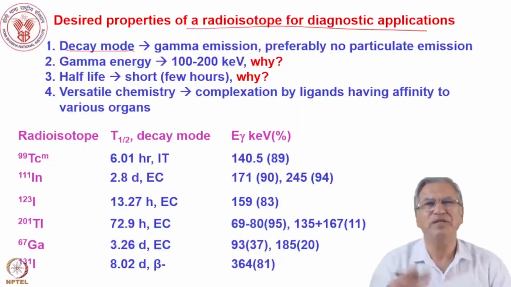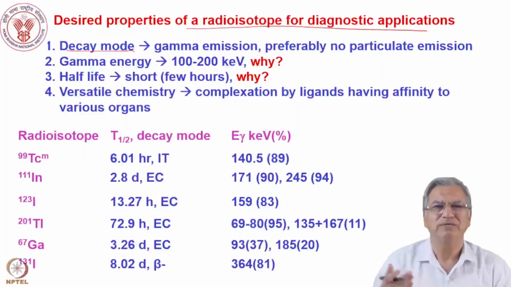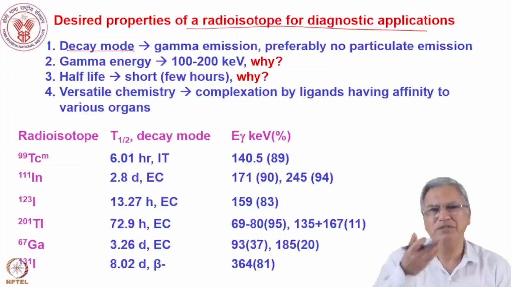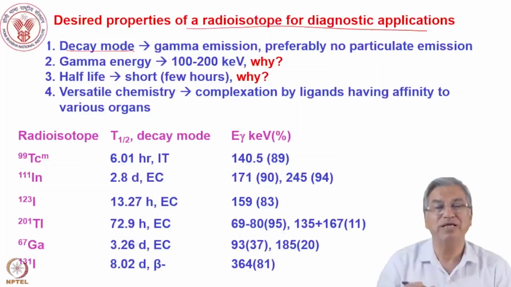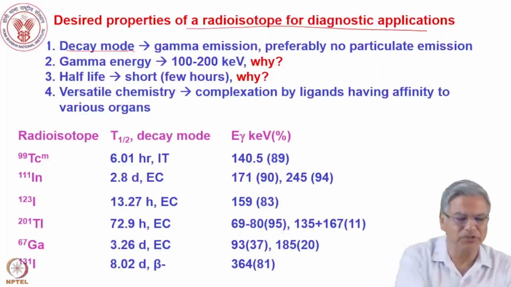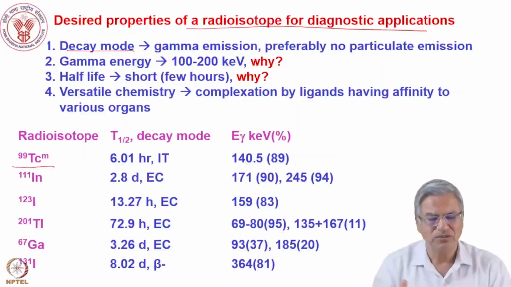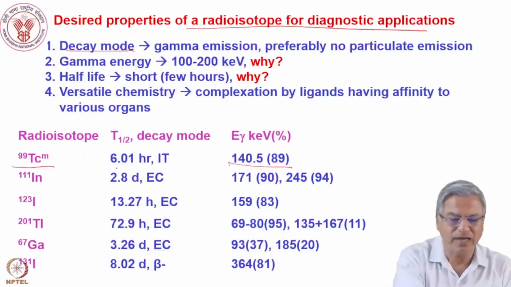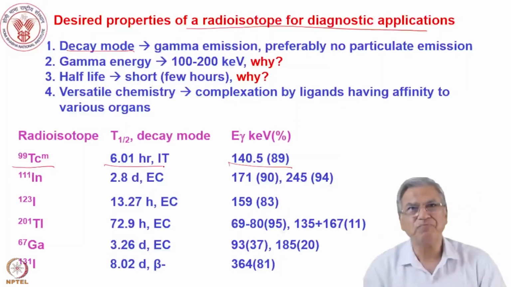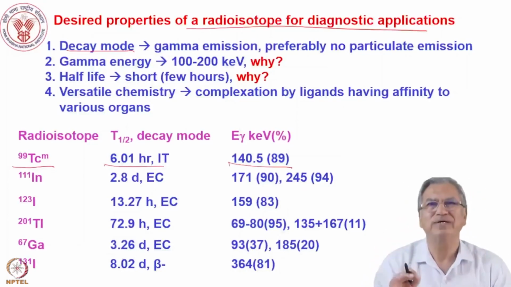There are not many radioisotopes which do not emit particulates, because the gamma is emitted only after beta or alpha decay. But there are internal transitions. The isomeric state is there, like technetium-99m. It will decay by only internal transition, emitting a 140 keV gamma ray, and it has a half-life of 6 hours. That is ideal for a diagnostic radiopharmaceutical.